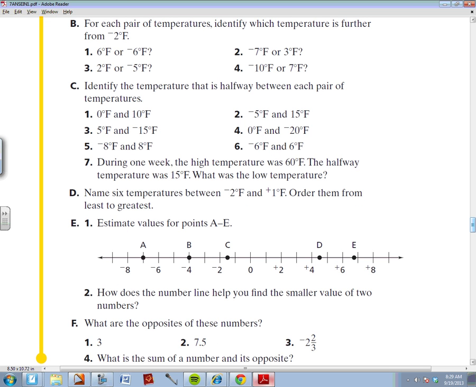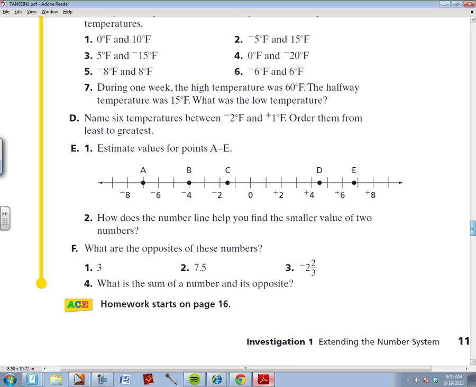And then question 7 says, what's halfway between 60 and 15? Halfway between 60 and 15. Maybe you can come up with a strategy for that. I'd like to hear that tomorrow. We'll talk about that. What is a strategy to find the halfway point between any two numbers?